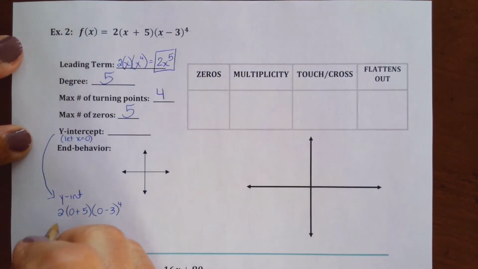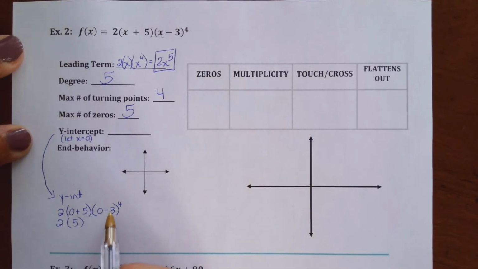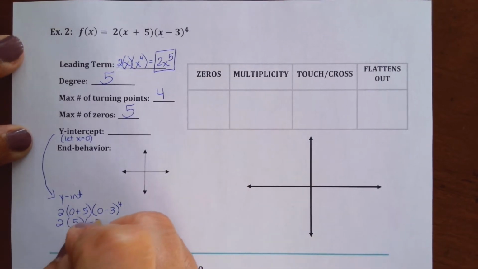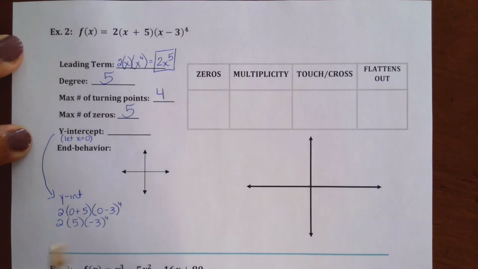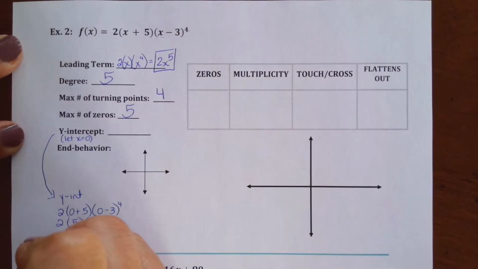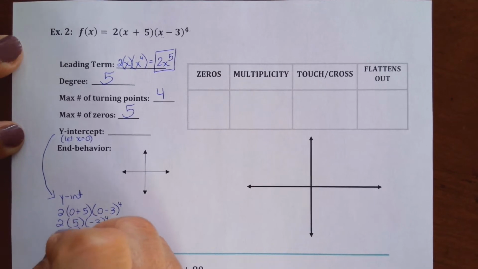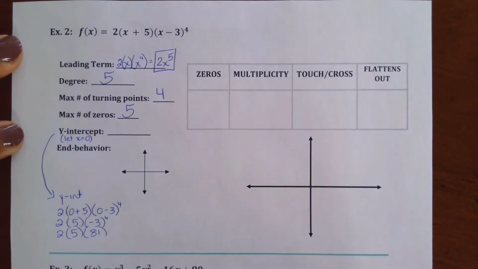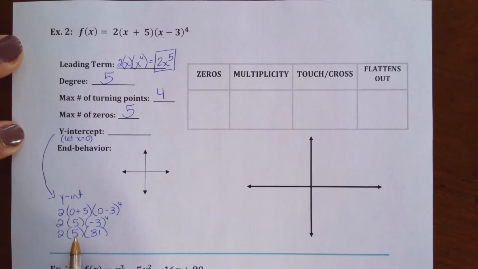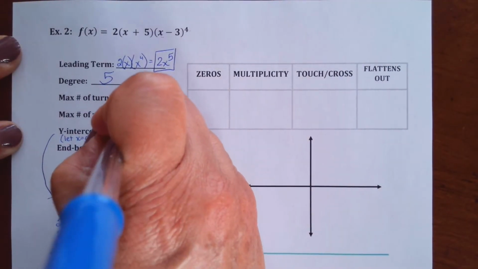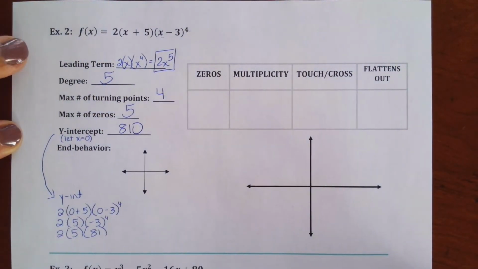Okay, so that would be 2 times 5. 0 plus 5 is 5. 0 minus 3 is negative 3 to the 4th. So negative 3 times negative 3 times negative 3 times negative 3 is a positive 81. And now we can multiply 2 times 5, which is 10. 10 times 81 would be 810. So that's your y-intercept.